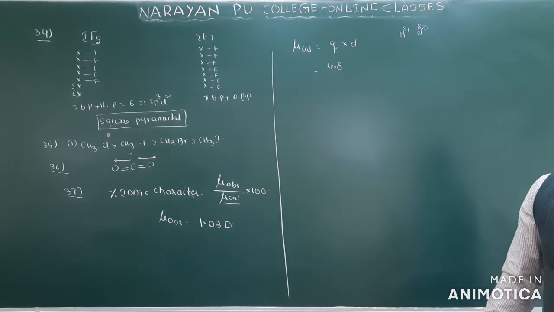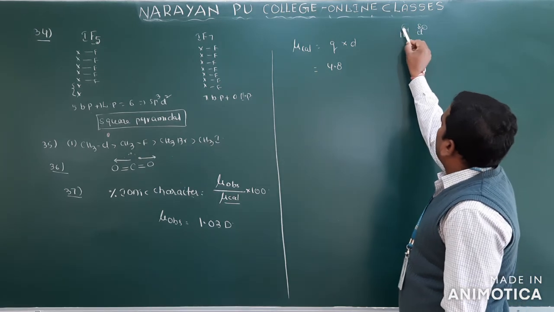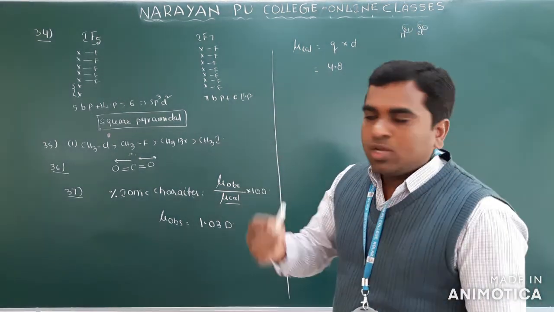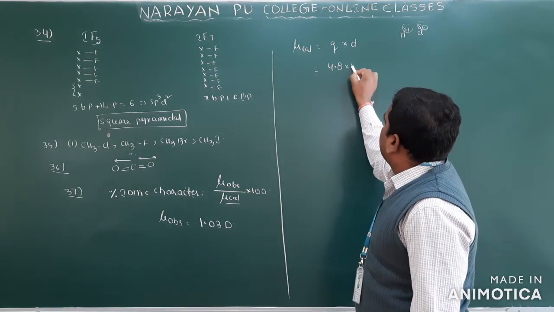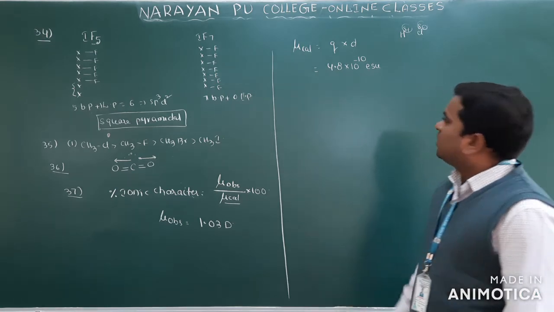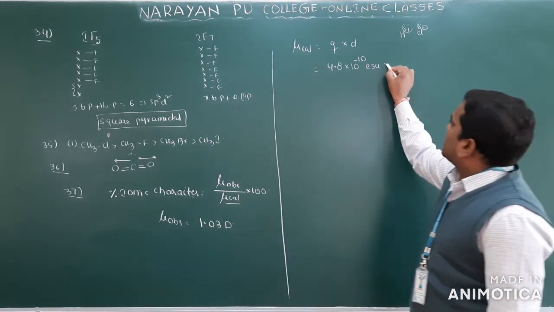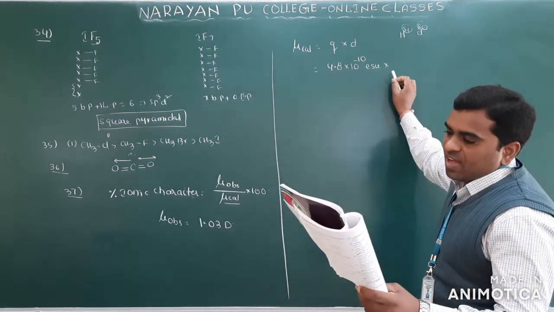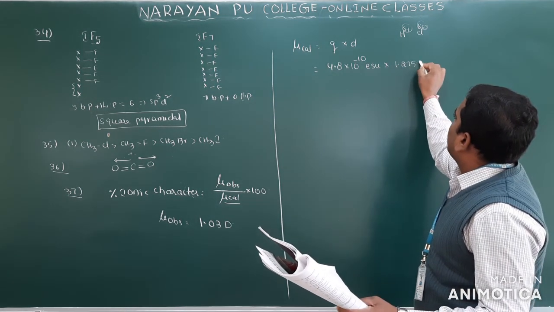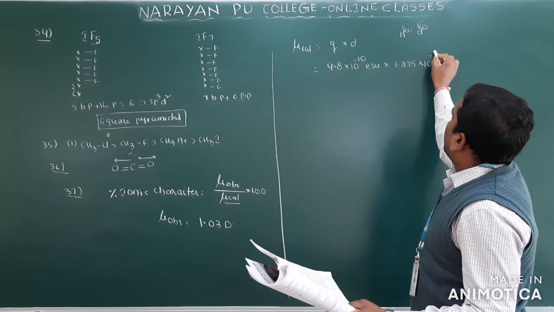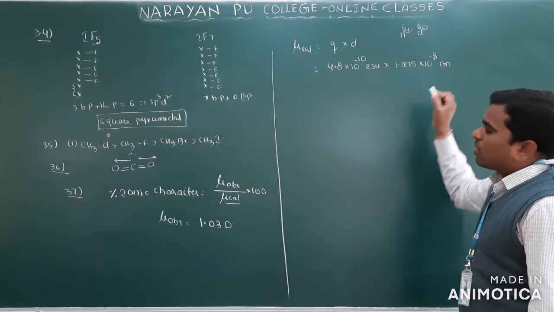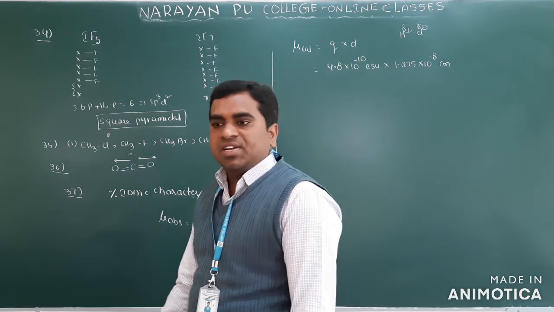H plus and Cl minus: what is the charge on these ions? Unit 1 only. This is 4.8 into 10 power minus 10 ESU. And the distance, how much have they given? They have given 1.275 angstrom, and I will write here 10 power minus 8 centimeter. 1 angstrom is equal to 10 power minus 8 centimeter.